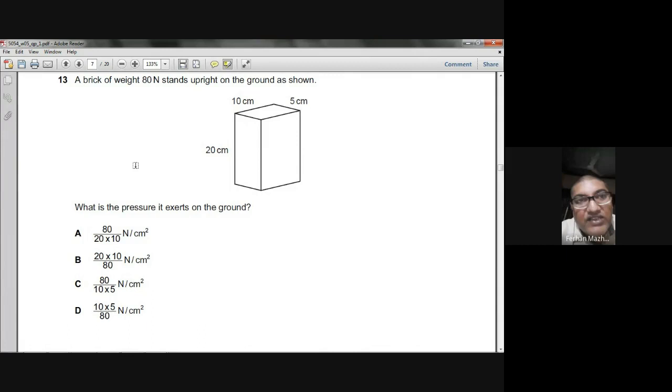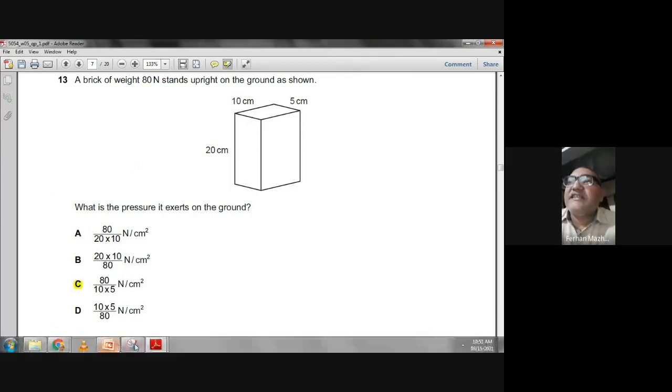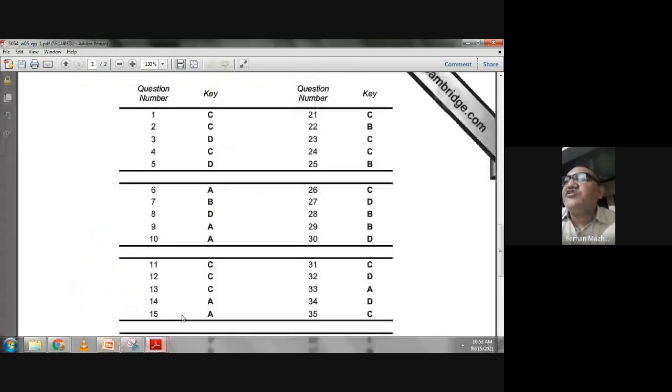So the pressure will be 80 divided by, in the denominator you will write 10 multiply 5. So I think that C is the best option. I think question number 13, C is the right option. Let's check. Question number 13, C is the right option, sir.